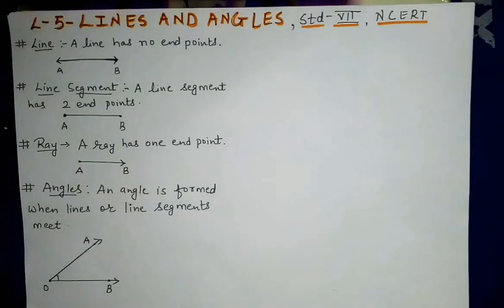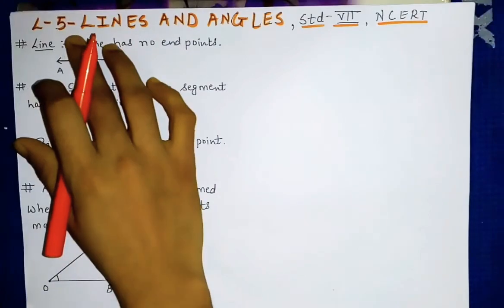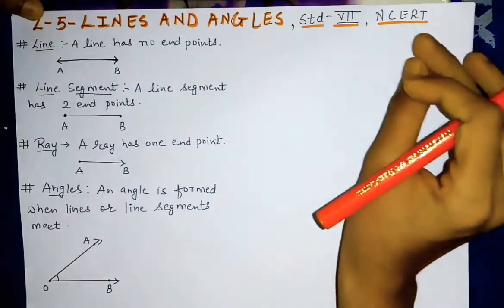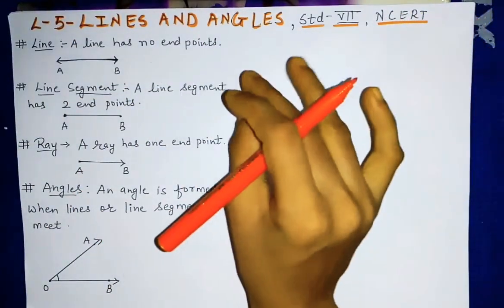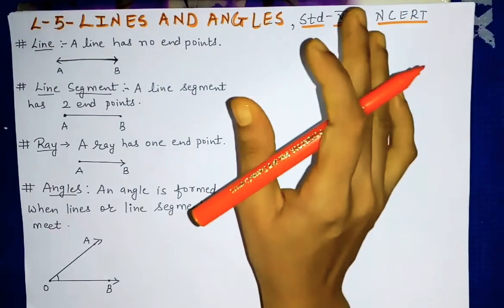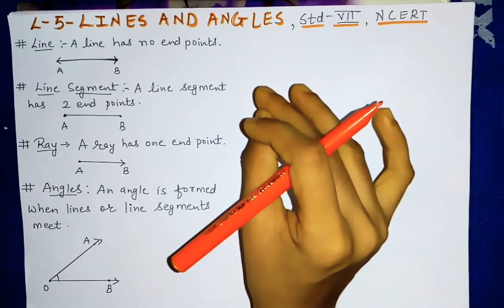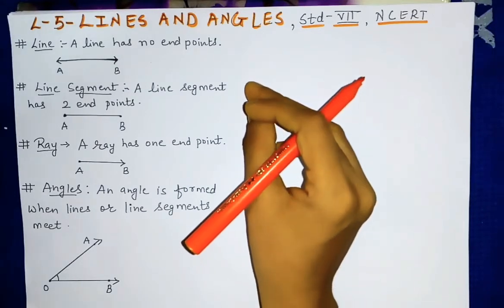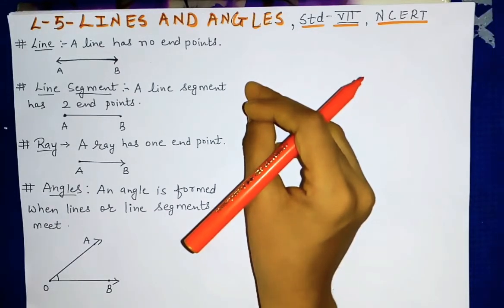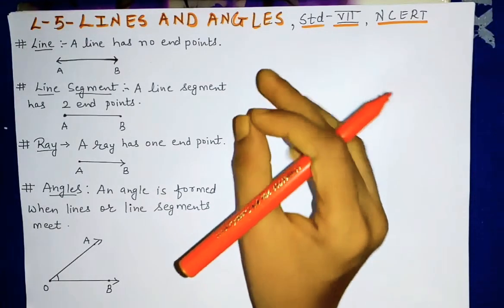Hello everyone. Today we will start a new chapter, lesson number 5, Lines and Angles, of standard 7th NCERT. Before we start this chapter, we will see the terms related to this chapter. There are some basic geometrical concepts that we will see. This is an introduction video in which we will see the definitions and some basic concepts of geometry.